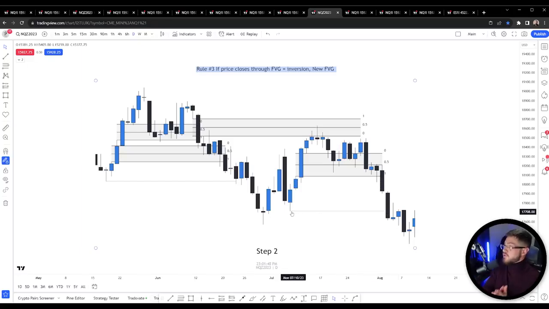Now we're going to go over this mechanical strategy on exactly how to use this in order to find daily bias in the live markets and go over some live examples.